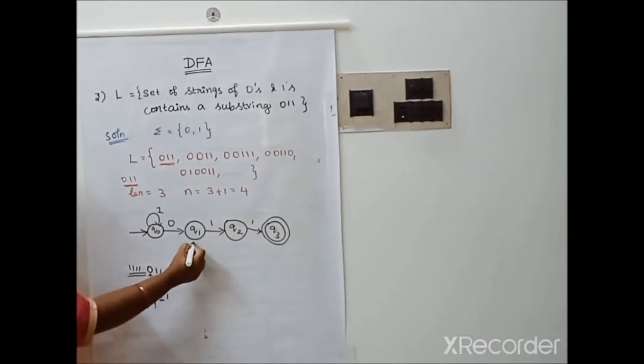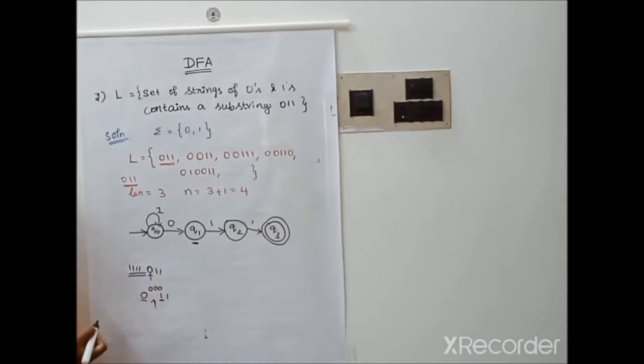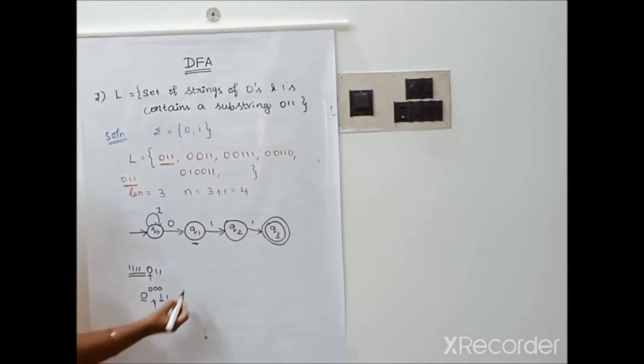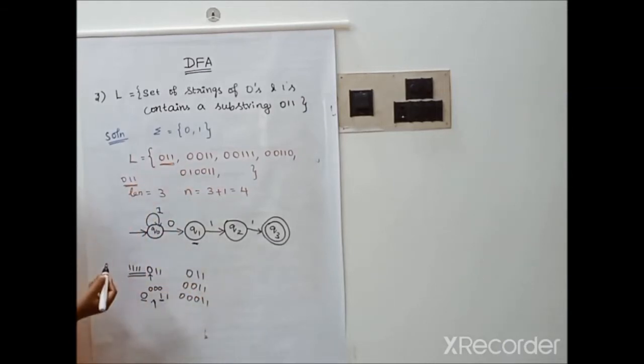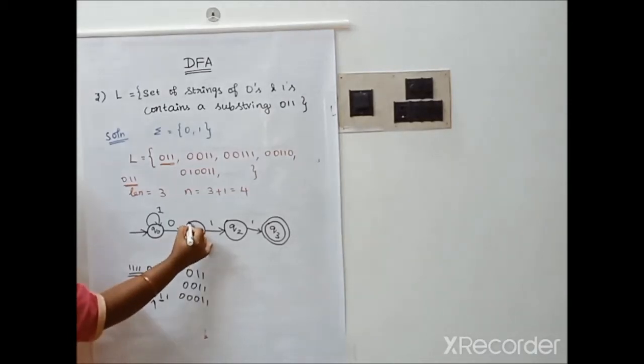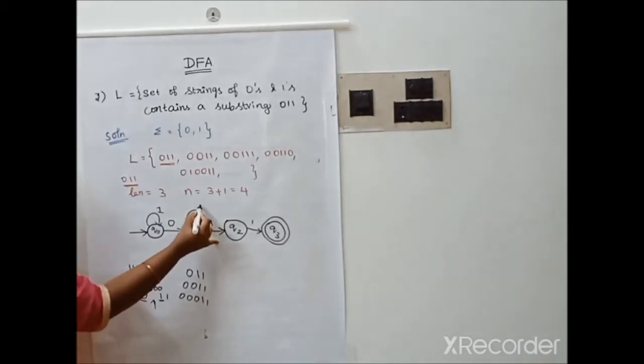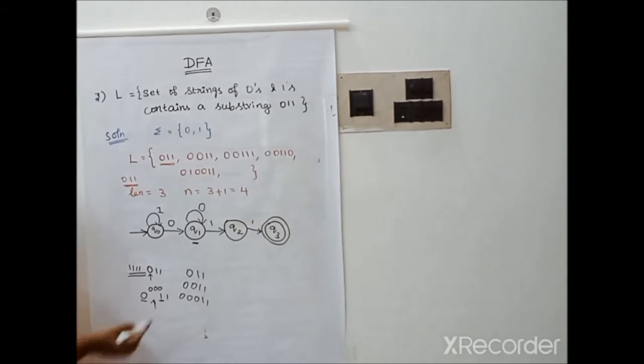So our machine is in the state Q1. For 0, whether it needs to change its state or it can remain in the same state, because 011, 0011, 00011, all these strings contain the substring, right? Therefore the machine can stay in the same state Q1 and we can use the self loop on 0. Now from Q1 there are 2 transitions. Next we need to move to the state Q2.